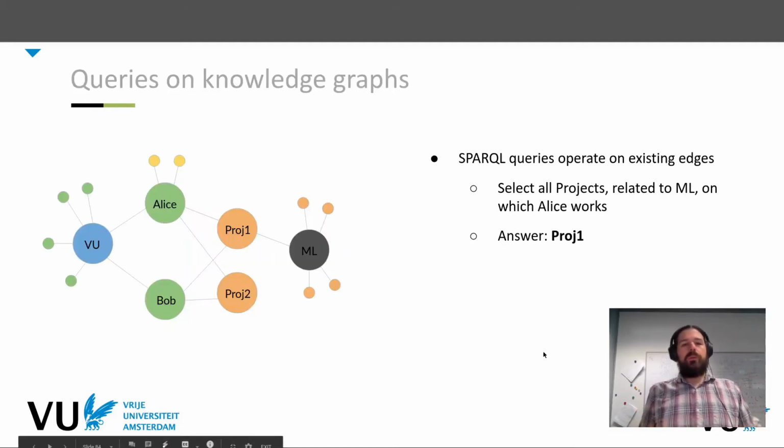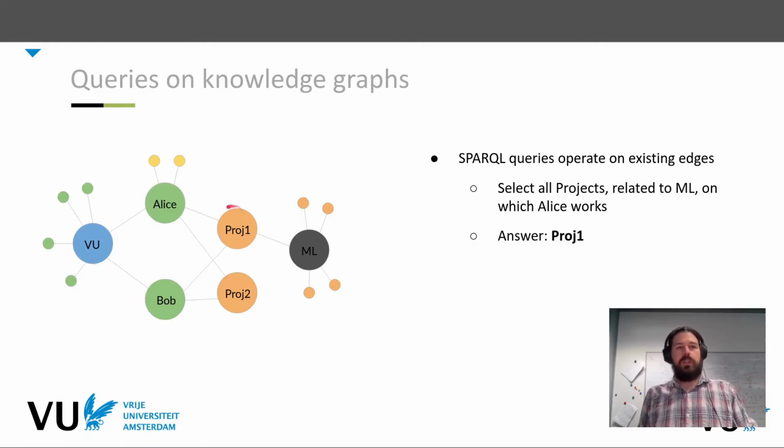So what we have here is, for example, this graph. What this graph has is a university. It has two people who work at that university. Then there are two projects, right? These two projects happen to involve these two people, and one of the projects is about machine learning.